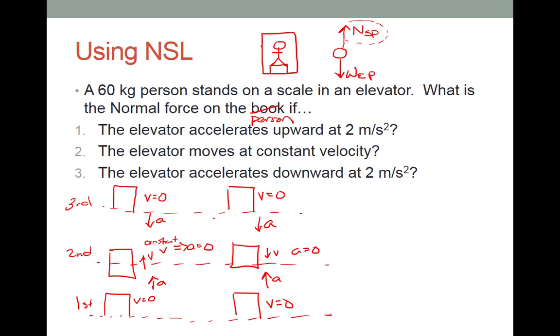Okay, so now we've got an idea of the motion. Let's do our calculations. We've got a 60 kilogram person and our free body diagram here. This free body diagram doesn't care where the acceleration is, if it's upward or downward. Nothing changes about it for any of these 3 questions.